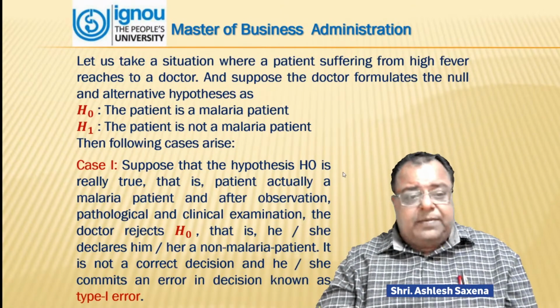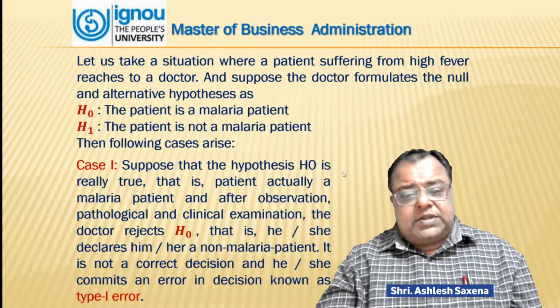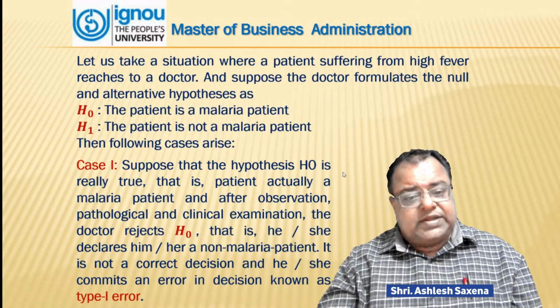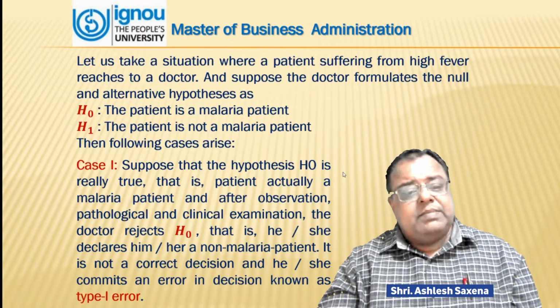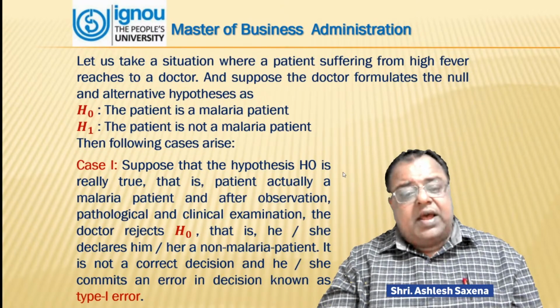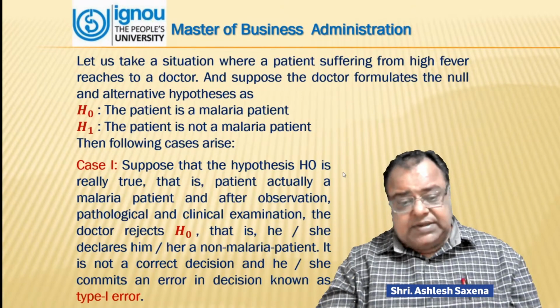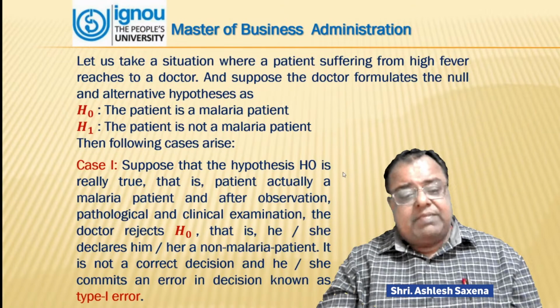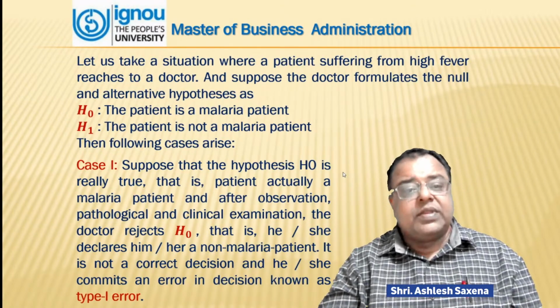Suppose in case 1, the null hypothesis H naught is really true. That is, the patient is actually a malaria patient, and after observation, pathological and clinical examination, the doctor rejects H naught. That is, he or she declares him or her a non-malaria patient. It is not a correct decision, and he or she commits an error in decision known as type 1 error.